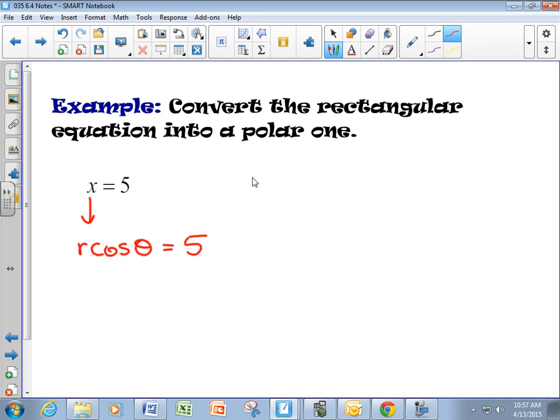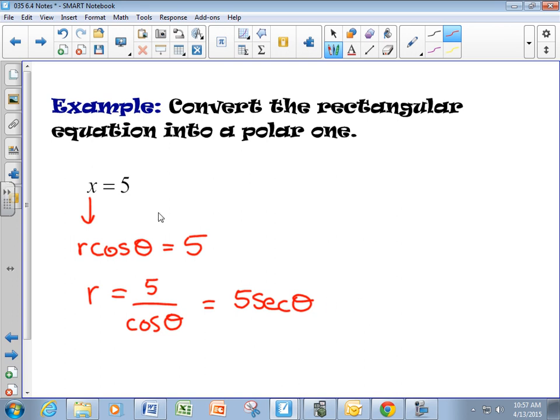Polar equations are typically left in r equals form, so I'm going to continue to get this equation into r equals form by dividing by the cosine of theta. If I don't like the way this fraction looks, I could also create a new equation which would read 5 secant of theta, because 1 over cosine is the same as secant. So r equals 5 secant of theta is my polar equation.